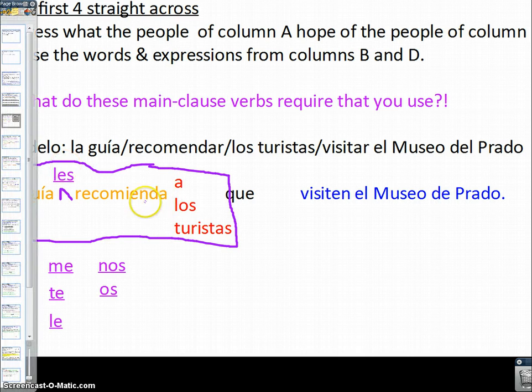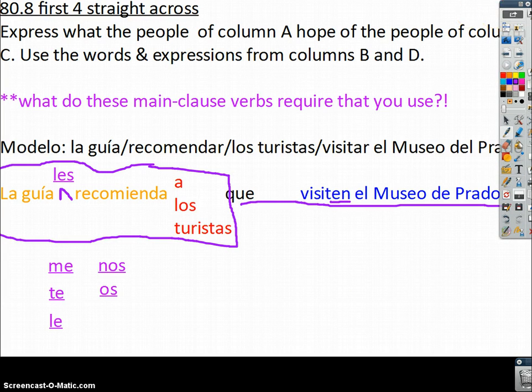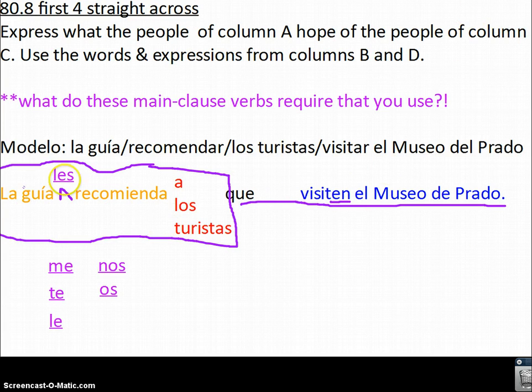The guide recommends to the tourists that they visit the museum because it's hope, will, or wish, volition. Over here in the subordinate clause, I need the subjunctive of visitar. Yo, drop the O, opposite ending. So that's what you're going to be doing for these sentences. And then, of course, you're going to skip a line, English sentence: The guide recommends to the tourists that they visit the Prado Museum.